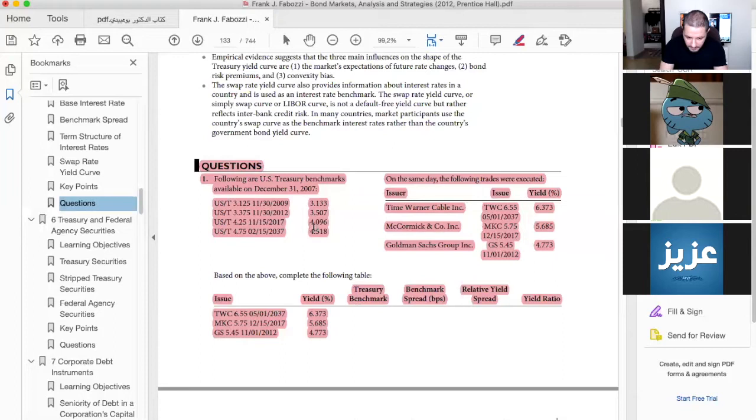Okay, guys. Yes. So once you have done this, what would be the next step? Find the benchmark spread. Absolutely. So come on, please go on. I will give you a couple of minutes. Find me the benchmark spread in terms of basis points, the relative yield spread, and finally, the yield ratio.